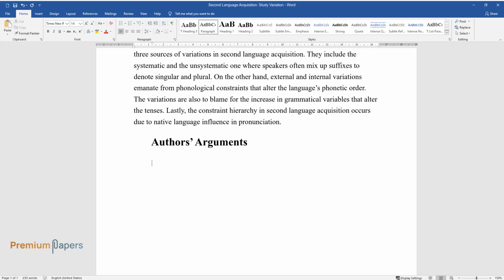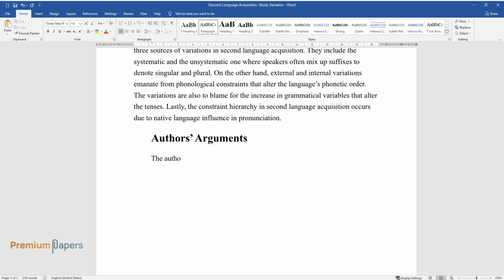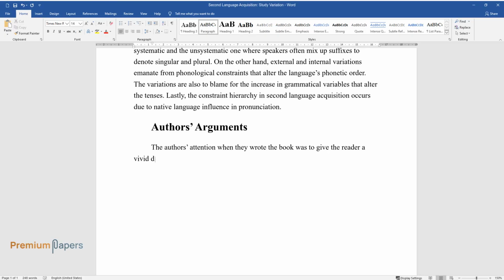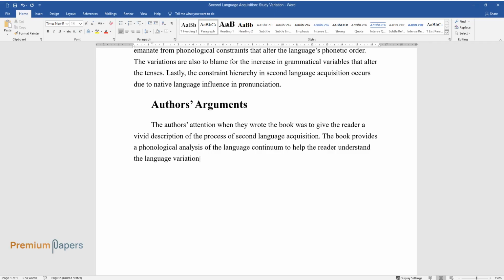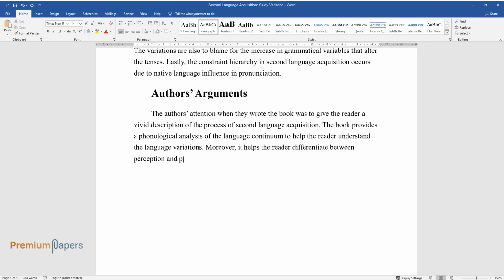Author's arguments. The author's intention when they wrote the book was to give the reader a vivid description of the process of second language acquisition. The book provides a phonological analysis of the language continuum to help the reader understand the language variations. Moreover, it helps the reader differentiate between perception and pronunciation of the word.